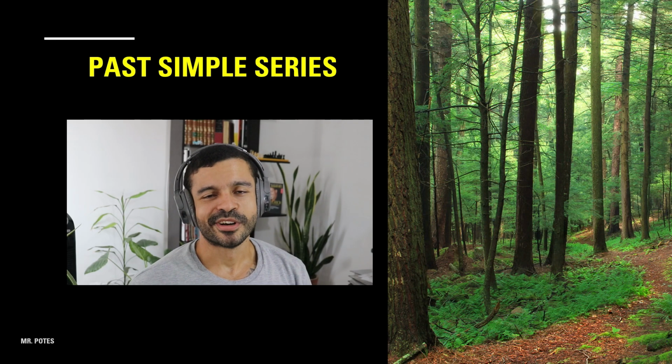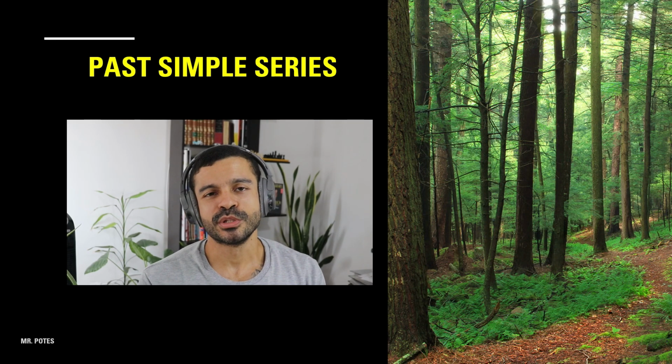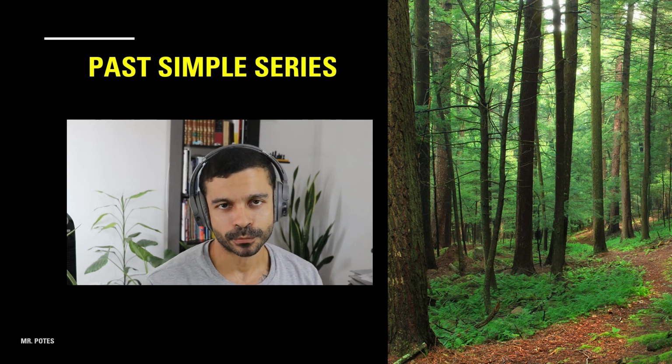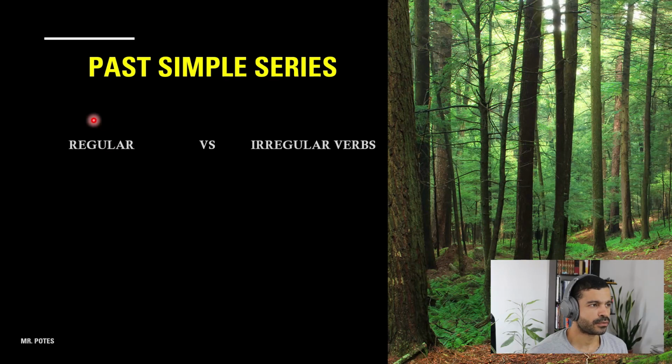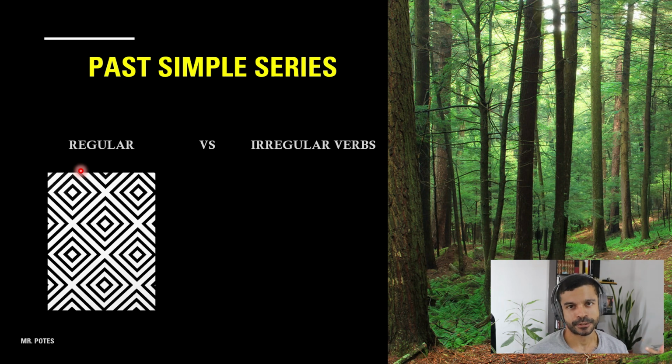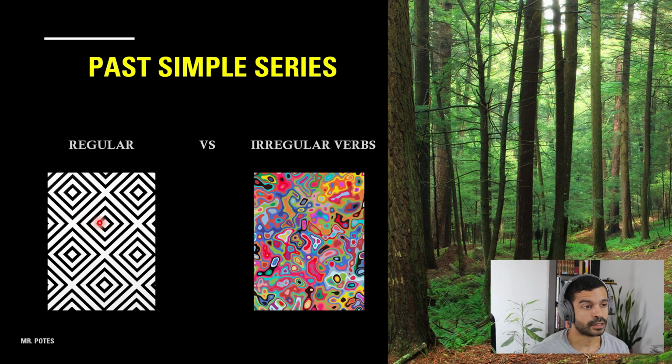Hi everyone, welcome back. Today we're going to check the difference between regular and irregular verbs and how they are used in past simple. We can think of regular verbs as verbs that have a regularity or predictable pattern. As you can see in this picture, there is a pattern that is predictable. Okay, so all the regular verbs have a predictable pattern, which we are going to see later on.